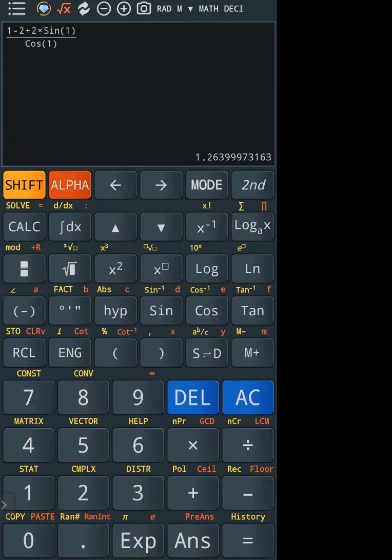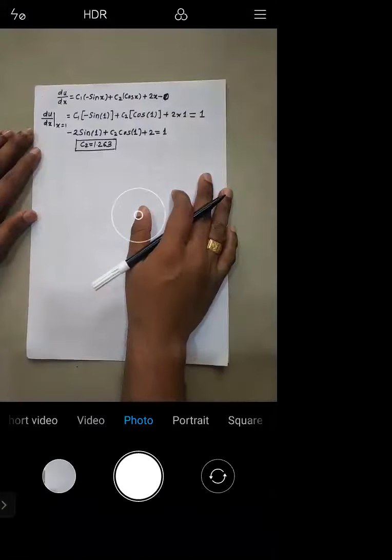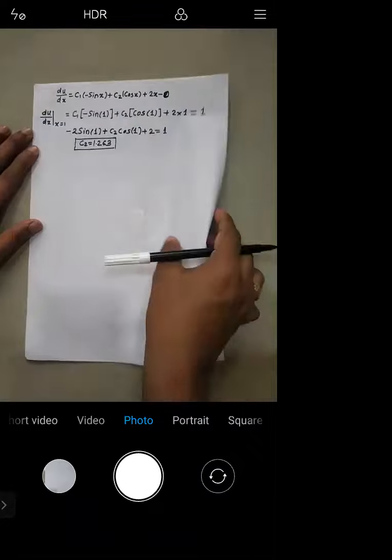You don't wait for my answer. My calculator is in radian mode. Have you seen radian mode at the top? Can you see that? RAD. Right? Now you got it, the value of C2 you have got.